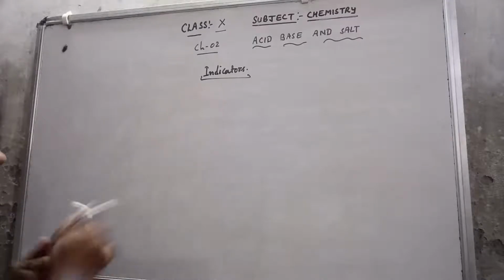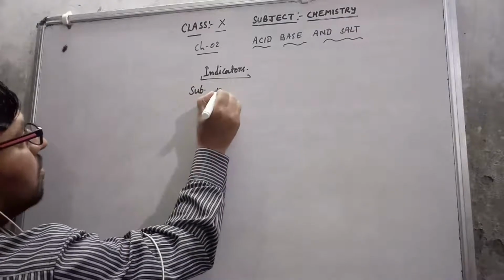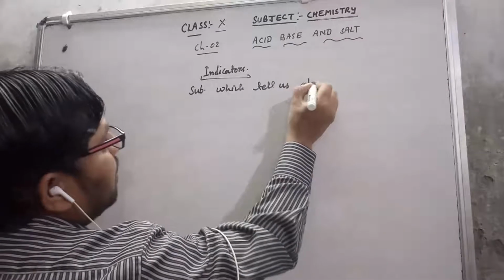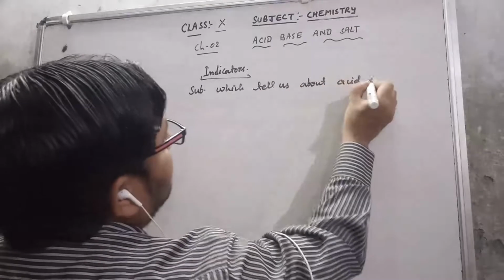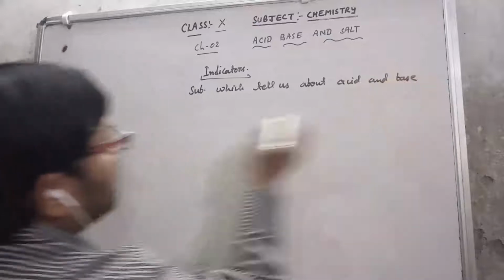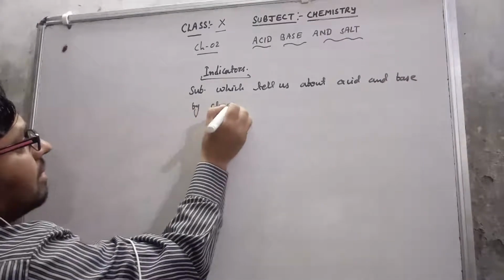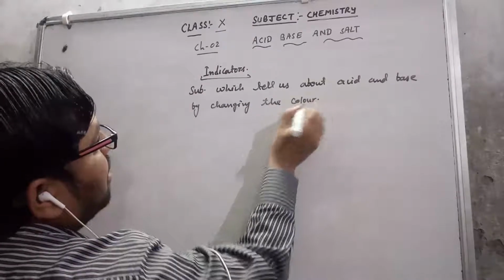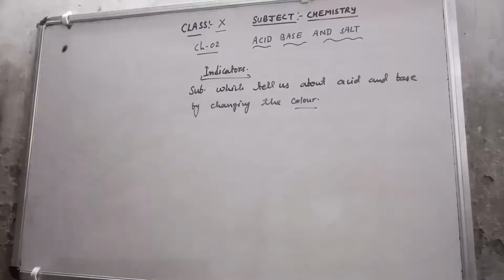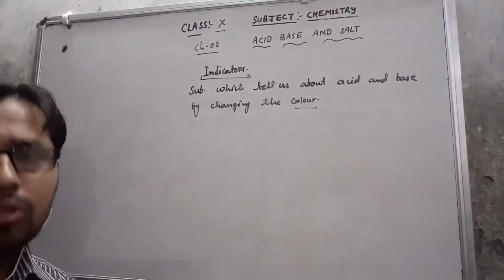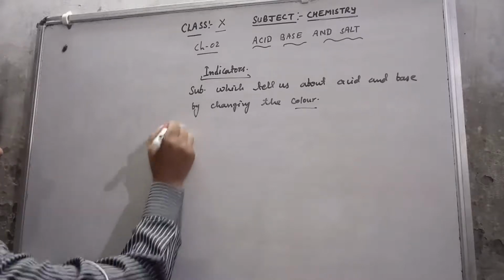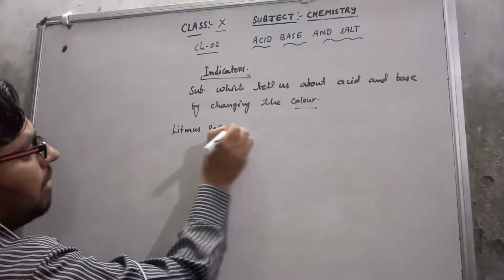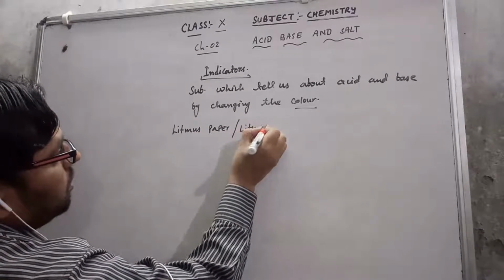So the substances which tell us about acid and base by changing the color are called indicators. I will discuss especially three indicators that are in your syllabus. One indicator is litmus, which can be litmus paper or litmus solution.